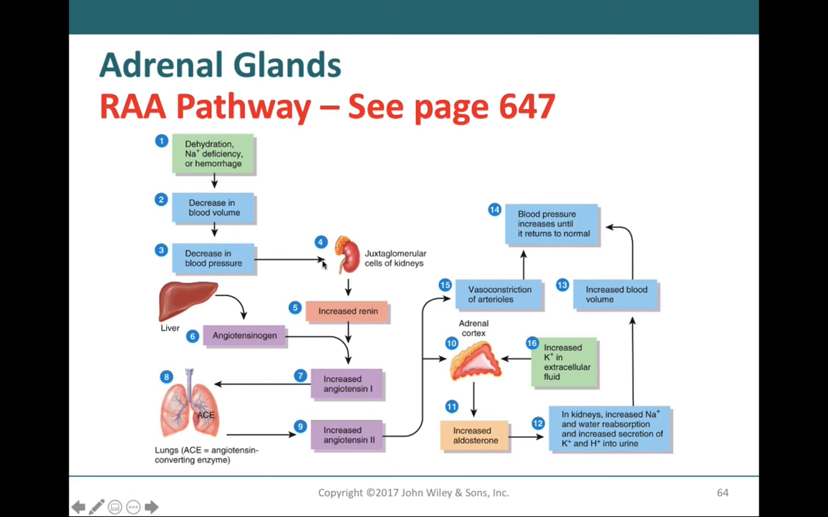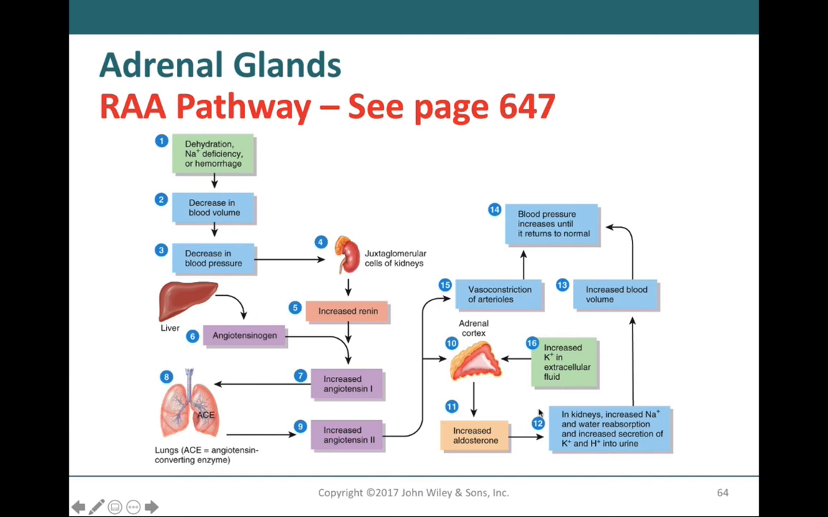So this whole cascade started with a decrease in blood volume, some type of stimulus leading to a decrease in blood volume, and a decrease in blood volume will always lead to a decrease in blood pressure. So we have to have a way that we can increase that blood pressure back to normal, and that is through the RAS pathway.